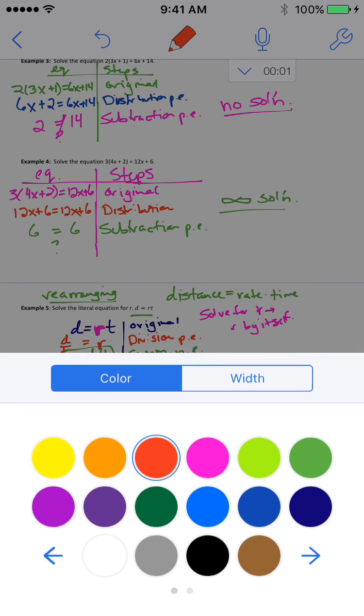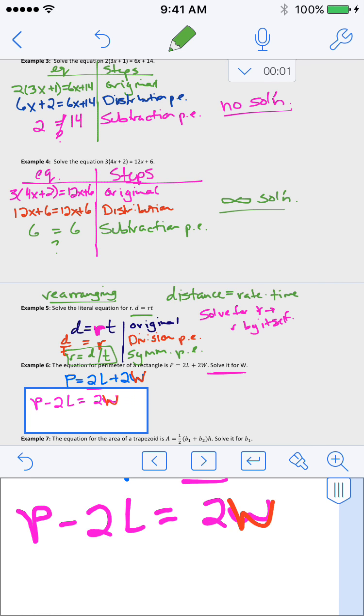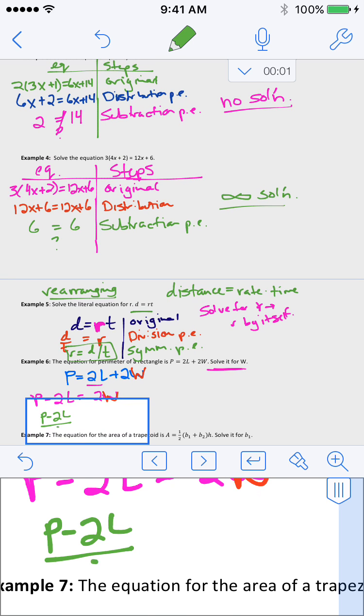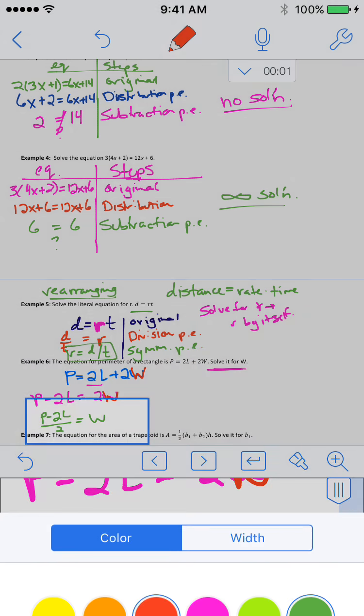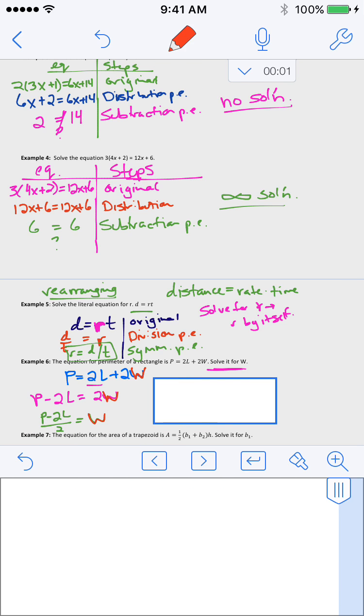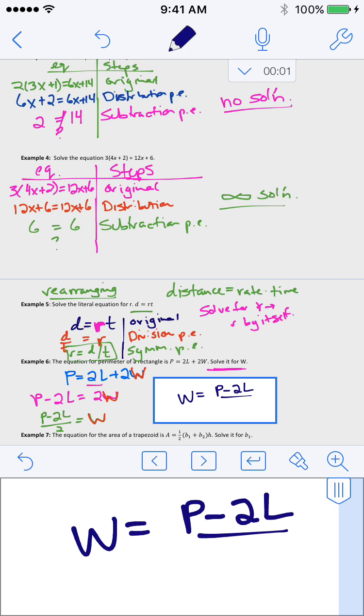Last thing I'm going to do is divide by that 2. So divide by 2 to both sides. You get P minus 2L, all of it over 2. When you divide to both sides, you have to divide the whole side, right? Is equal to W. And now W is by itself, so by symmetric property, W is equal to P minus 2L over 2.